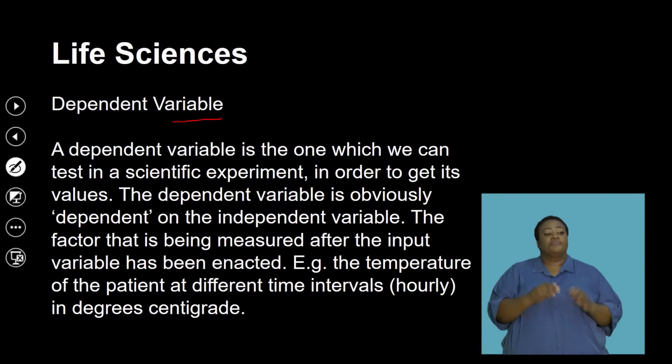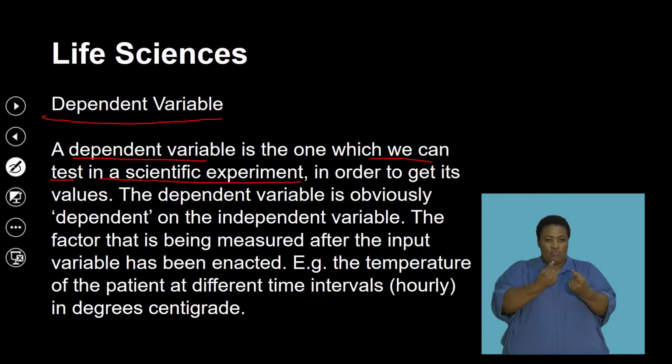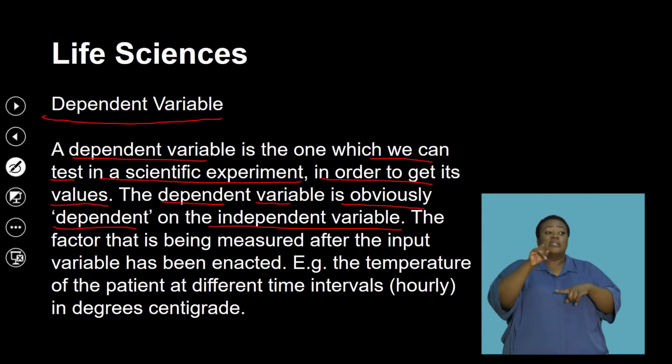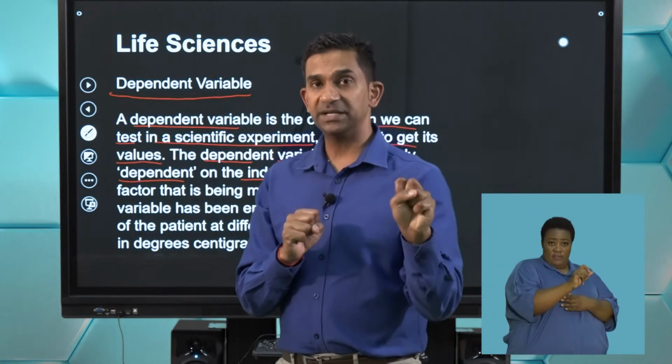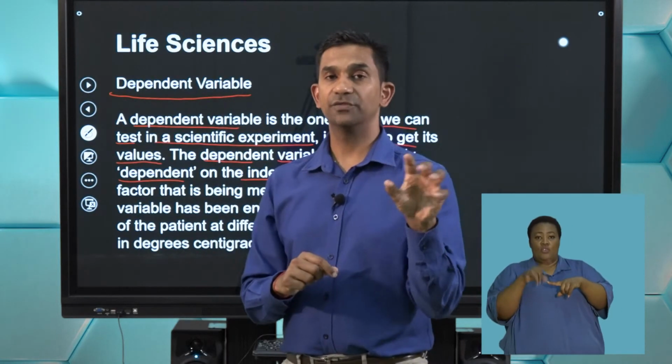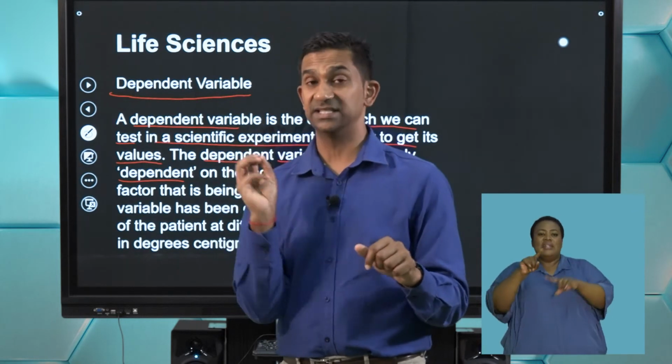The next variable is the dependent variable, and the word dependent means something that you can count on. So the dependent variable is one in which we can test the scientific experiment in order to get its values. Essentially, it's what's going to produce the results. The dependent variable is obviously dependent on the independent variable. So whatever changes because of the independent variable is dependent on that variable. We refer to those as the dependents.